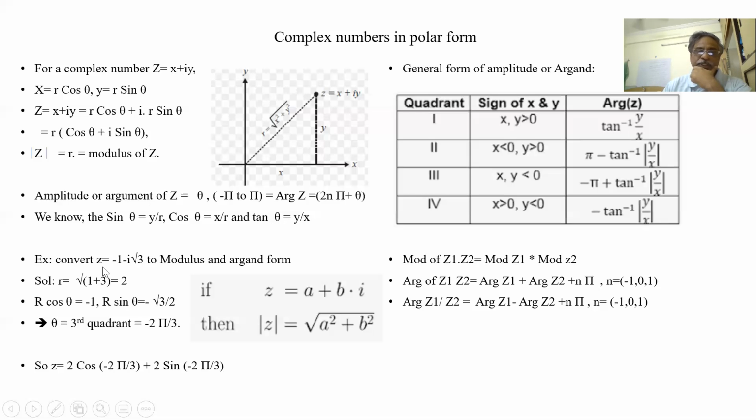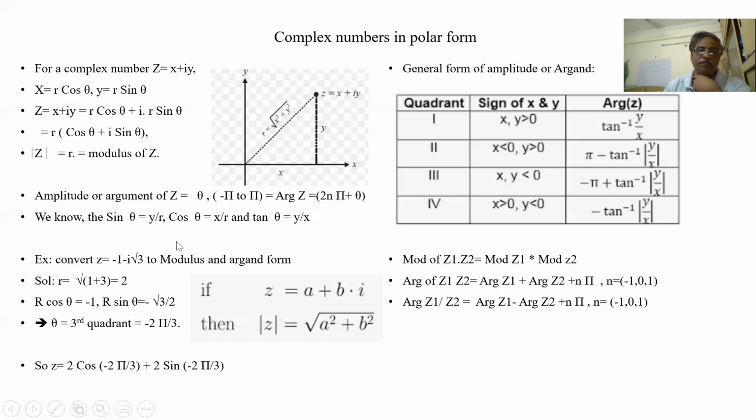Simple to understand this. Let us say there is an x and y coordinate, Cartesian coordinate, -1 minus i root 3. Here y is minus root 3. x is minus 1. So r cos theta is minus 1. r sin theta is minus root 3. What is r? r is root of a square plus b square, x square plus y square. So 1 plus 3, 4, root 4 is 2.